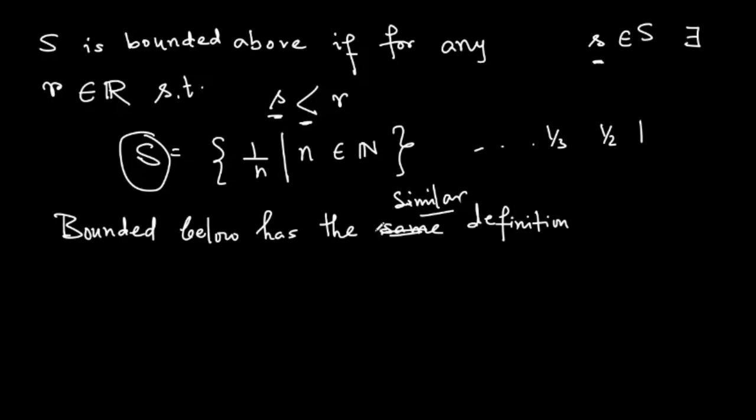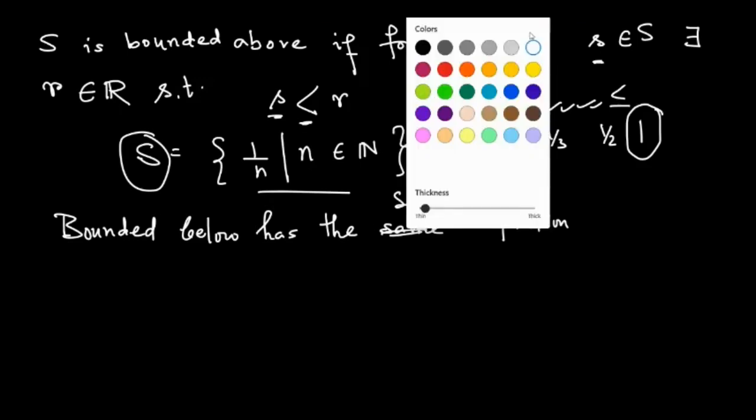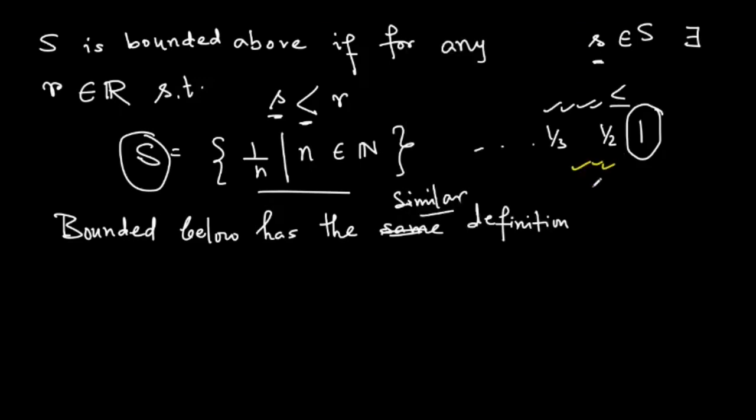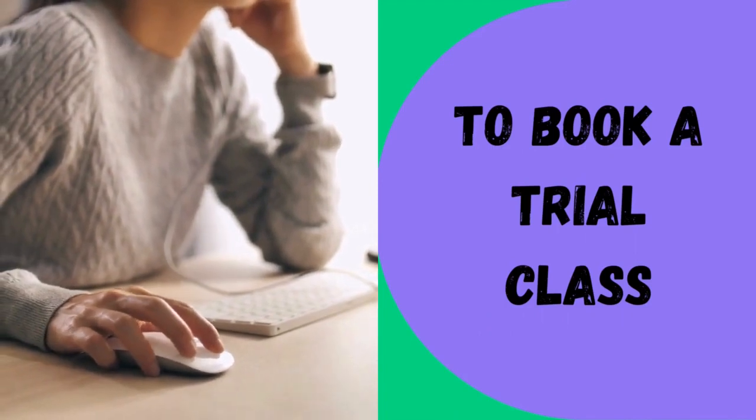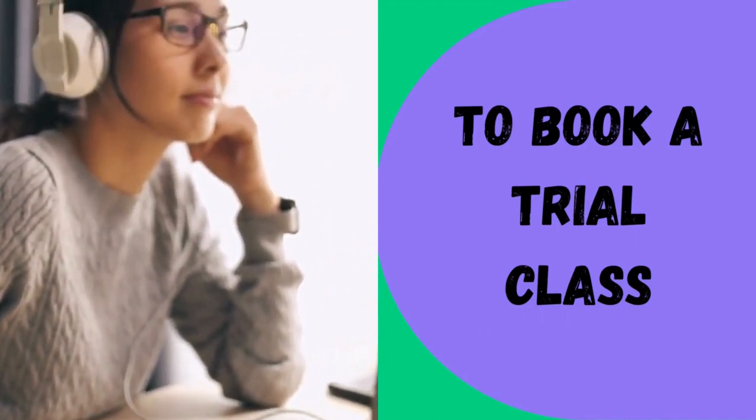So now if I take this set, can you give me a lower bound? So 1 was an upper bound because if I pick any element from this set S, it is always going to be less than or equal to 1. So now can you give me an element in R such that if I take any element from S, it will always be greater than or equal to that element? Yeah, 0. Okay.